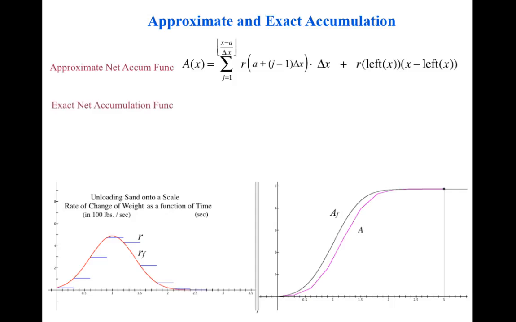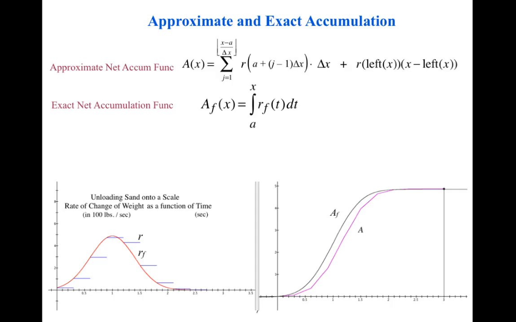And so from that, we said we're going to have our exact net accumulation, which is our A sub f. How do we represent the rule for A sub f? Could you write that down if I asked you to do that? What is A sub f? It's going to be the integral going from A to x of R sub f of t dt. Good. Nailed it.